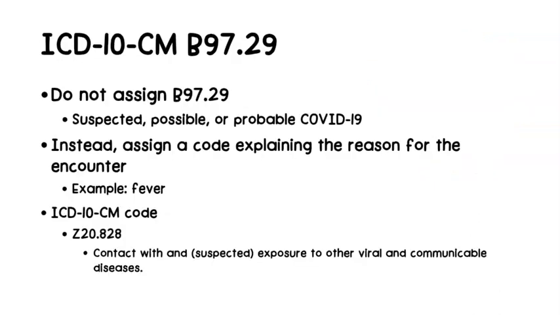If the provider documents suspected, possible, or probable COVID-19, do not assign ICD-10 code B97.29. Assign a code or codes explaining the reason for the encounter, such as fever, or report ICD-10-CM code Z20.828, which is for contact with and suspected exposure to other viral and communicable diseases.